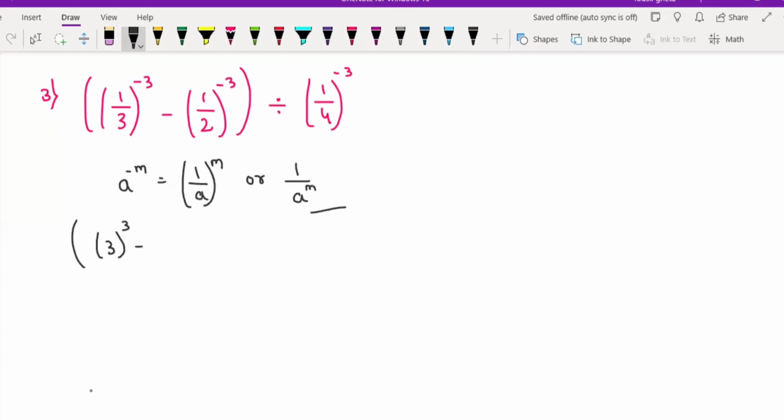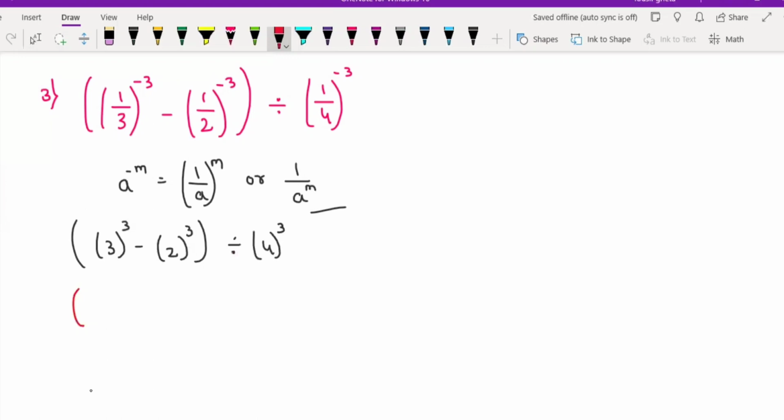Minus 1 by 2, we can write as 2 to the power of 3, close the bracket, divided. The same thing with this term, 1 by 4 whole to the power minus 3, we can write as 4 by 1, or just 4 to the power of 3. Let us expand and get the value.